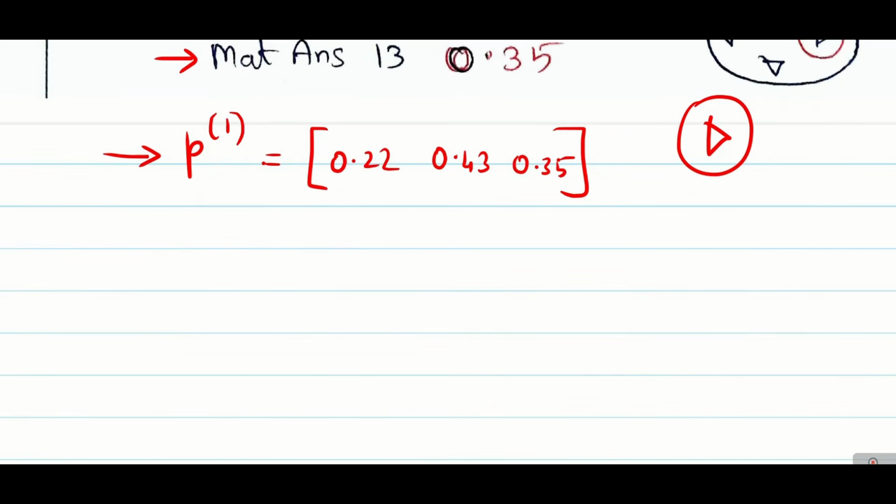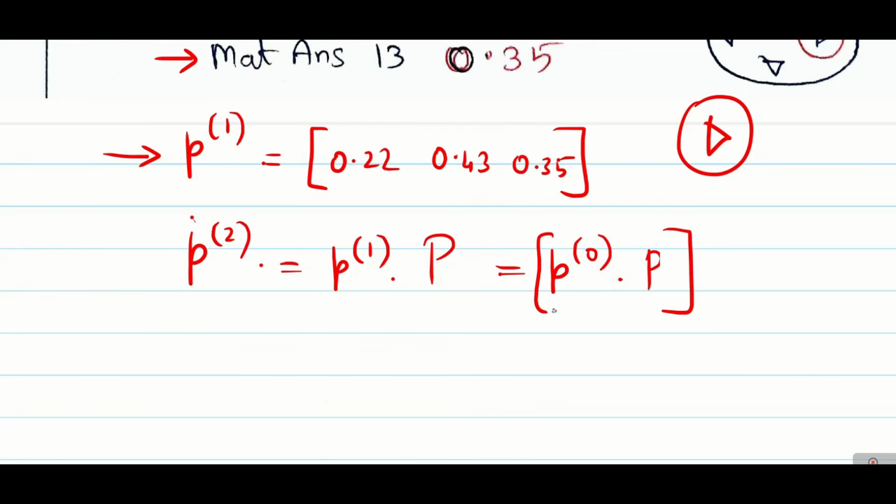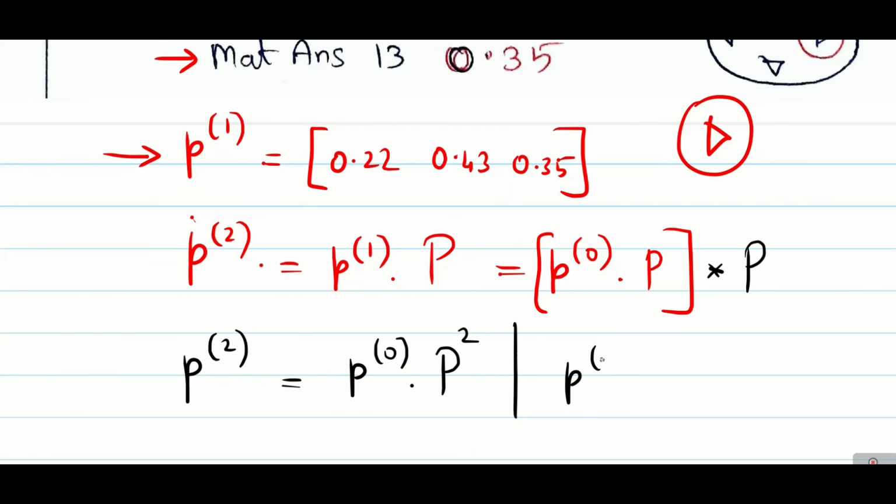So P2 means P1 into capital P. But my calculator knows only P0 and P. P1 means again P0 into P and there is one more P outside into P. So it is very simple. P2 means P0 into P square. If I want to find P3, P0 into P cube, etcetera. So that's going to be very simple, guys. So now to find P1, P2, P3, P4, P5, it doesn't matter. It is very easy using your calculator.